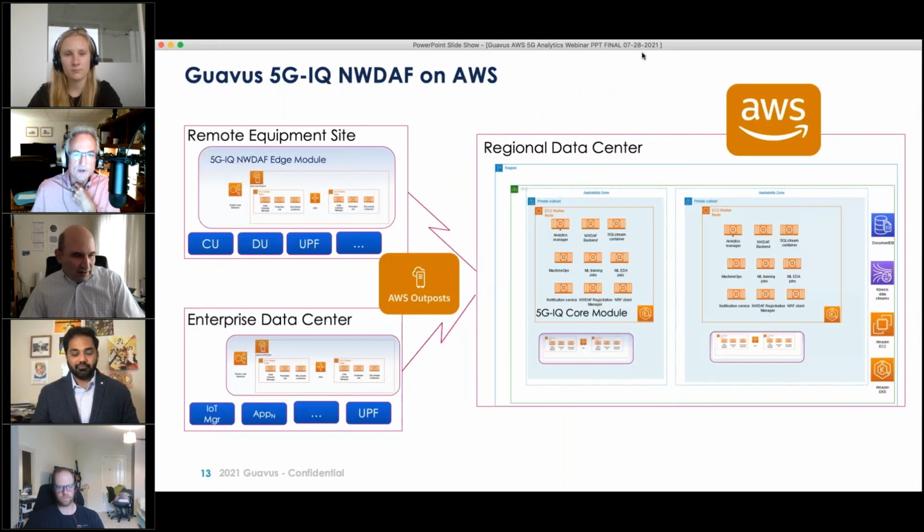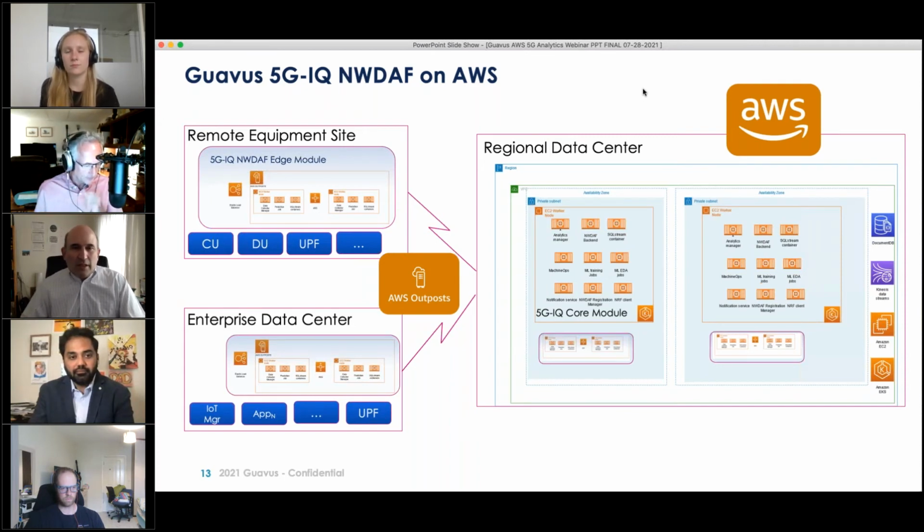Okay, we've got about 5 minutes before we go to Q&A here, so a couple more slides. I'm just going to set this up briefly. Back in June, Guavus announced an NWDAF product called 5G IQ NWDAF, and at the same time announced that that product would run on AWS. I'm going to ask Andrew to talk about that on this slide, and then ask Guy and Naresh to talk more about what's going on under the hood in the regional data center and the remote sites. Go ahead, Andrew.